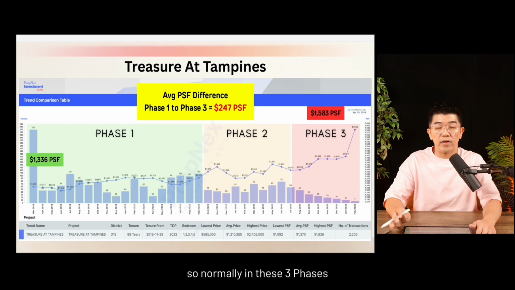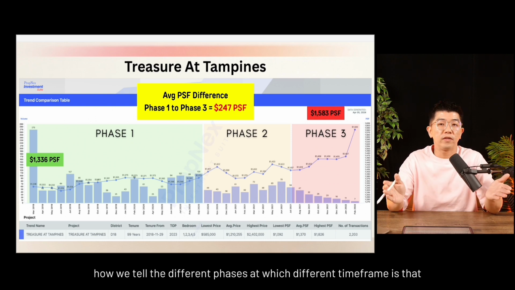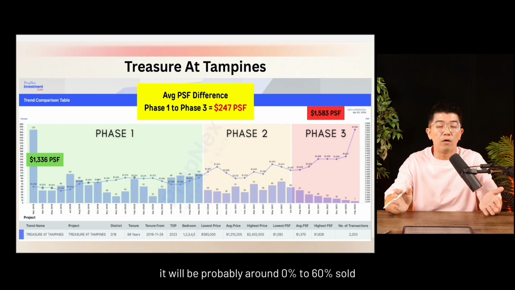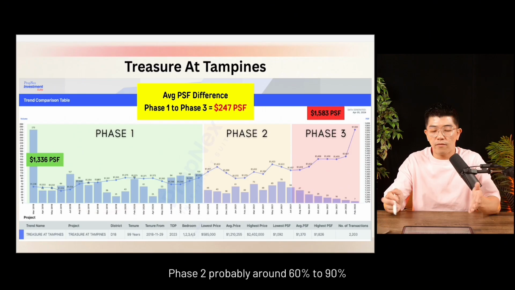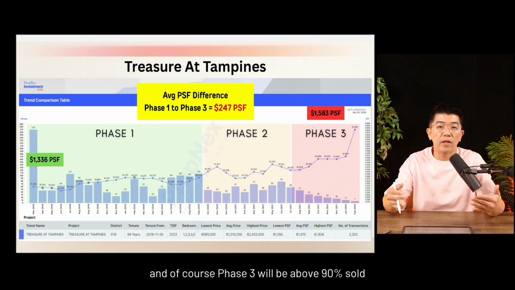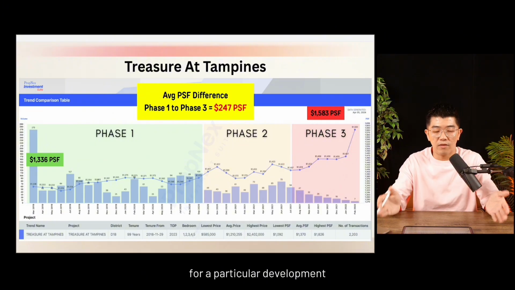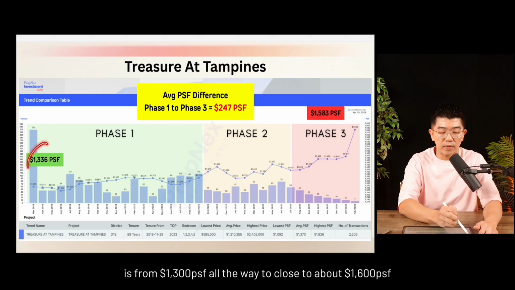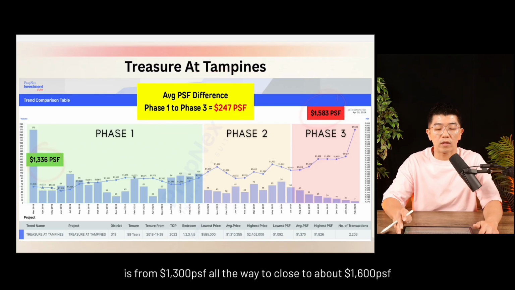Normally, how we tell the different phases by time frame is that the first phase will probably be around 0 to 60% sold, phase 2 around 60 to 90%, and of course phase 3 will be above 90% sold for a particular development. So we can see the price difference from phase 1 to phase 3 is from 1,003 all the way to close to about 1,006.